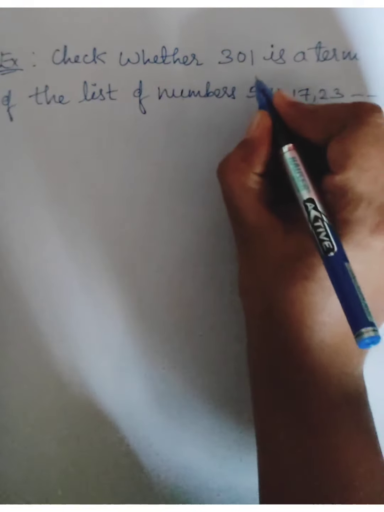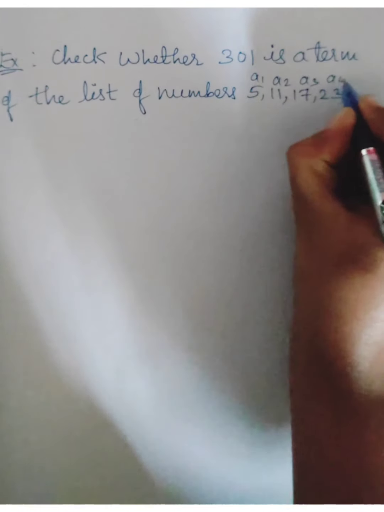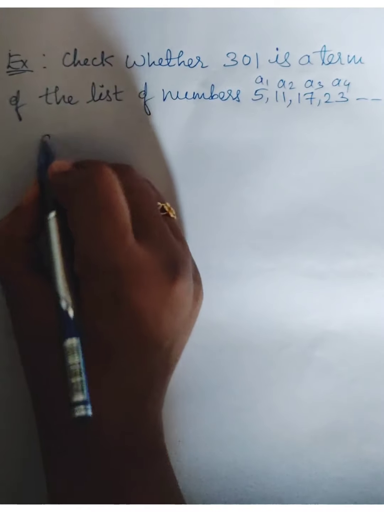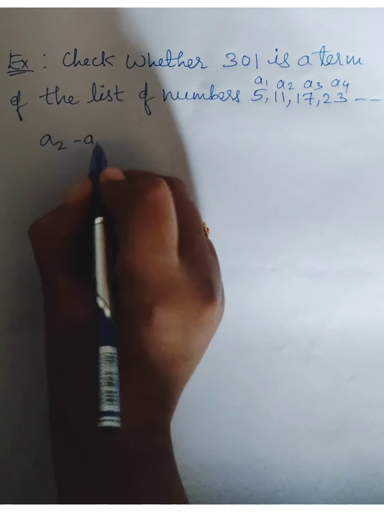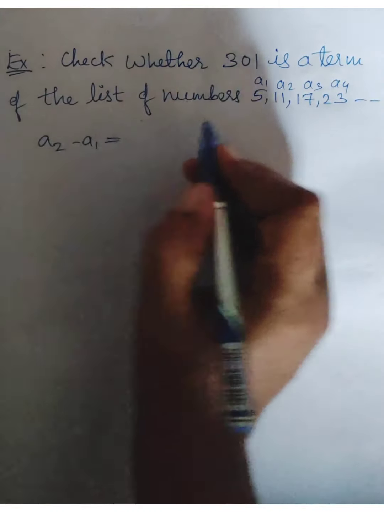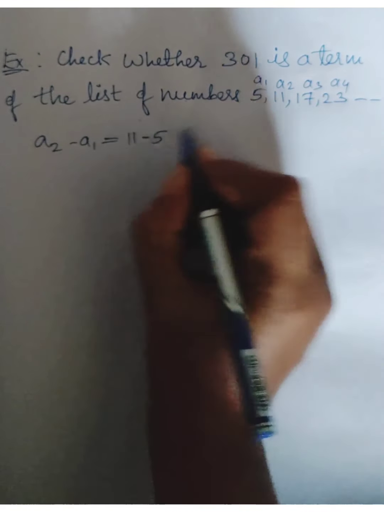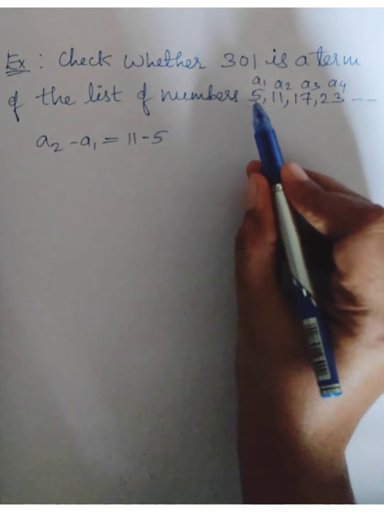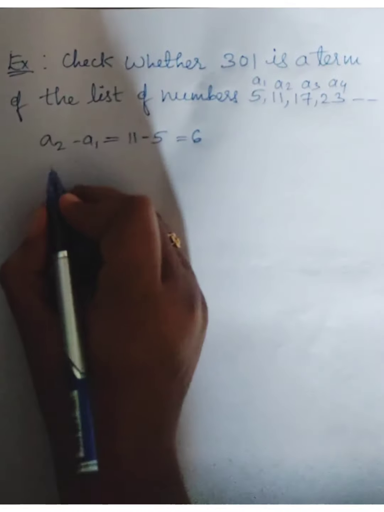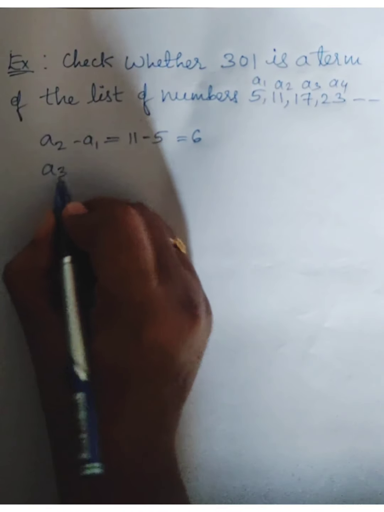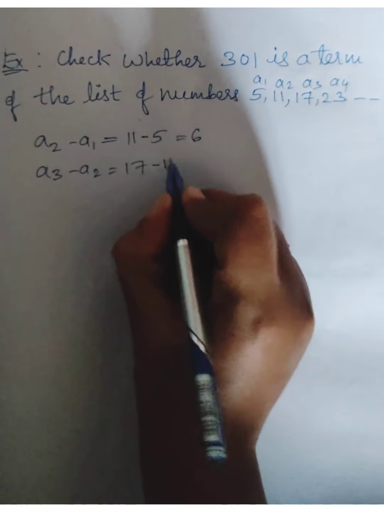So I am going to denote this as a1, a2, a3, a4. The method, as I have already told you, is a2 minus a1 to find the common difference. So a2 minus a1 is 11 minus 5, where a2 is 11 and a1 is 5. So it is 6. Next is a3 minus a2, that is 17 minus 11.